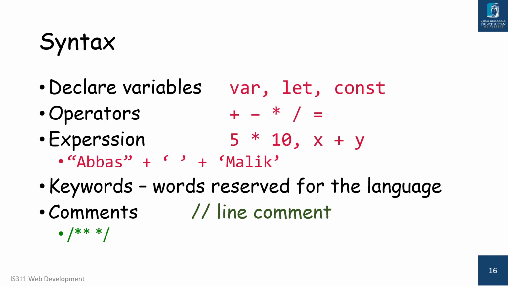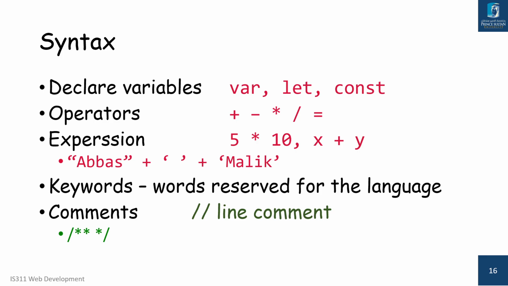Operators: we have plus, minus, multiplication, division, and the equal to sign, the assignment operator. Then we can write some expressions. 5 multiplied by 10, it will compute it, and the answer is 50, of course. X plus y, where x and y are the variables: find the value of x, find the value of y, add them together, find the answer. So we have the expressions here. This is again an expression to concatenate, to combine multiple strings into one. Do I need to explain concatenation? You already know about that from Java.